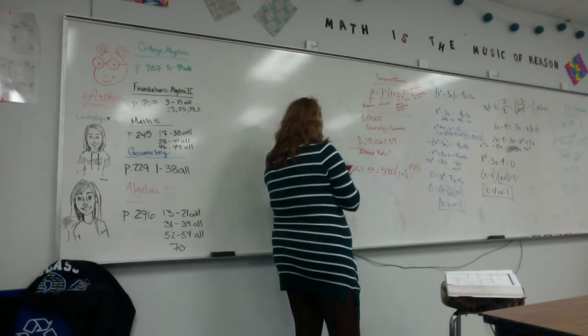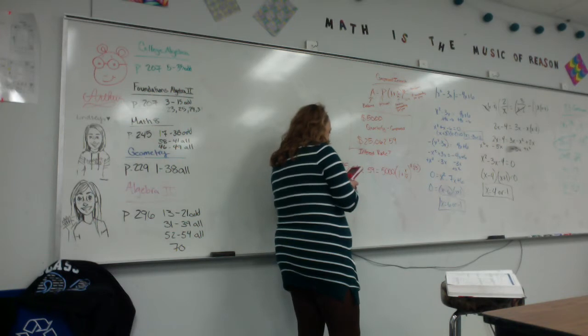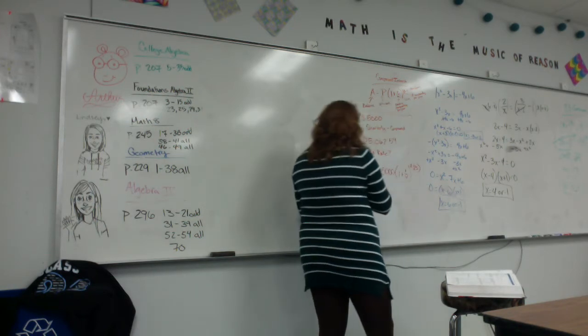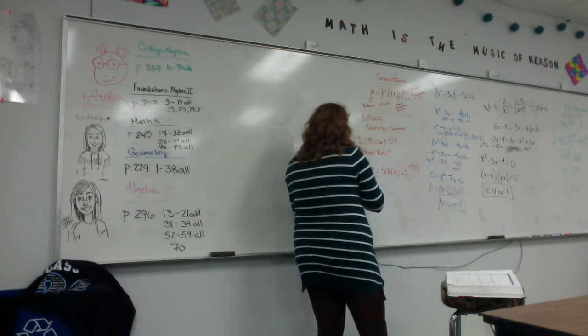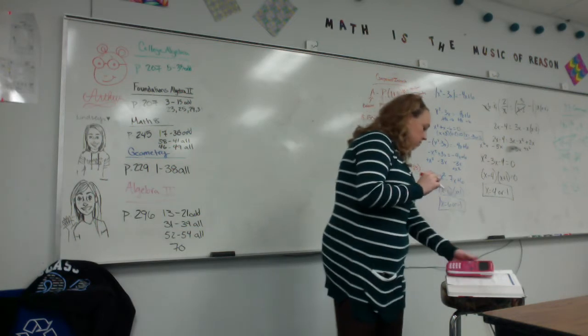So if I take 25,062.59 and I divide it by 5,000, okay, that is a C or an R? It's an R, for rate.